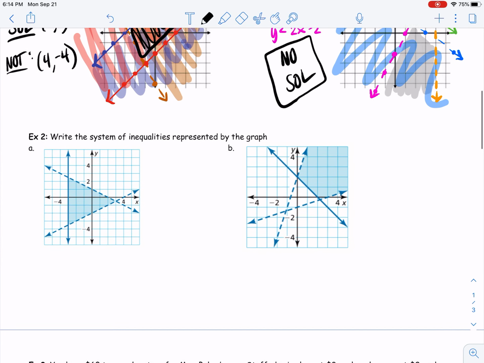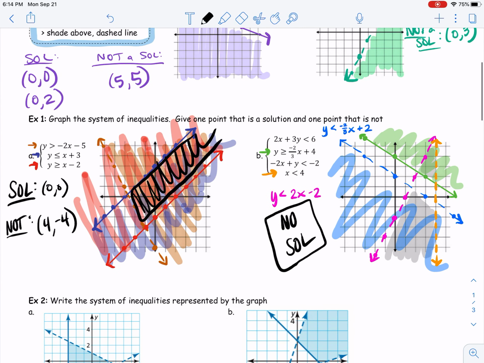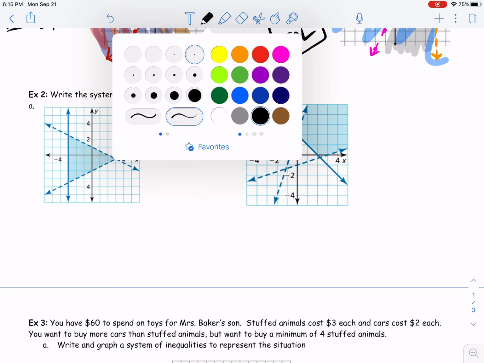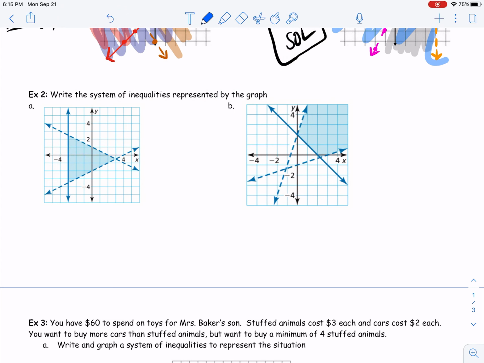Okay, so in example 1, I gave you the system, you graphed it. And so in example 2, I give you the graph and you are going to write the system of inequalities. Okay, sometimes this is easier than graphing.